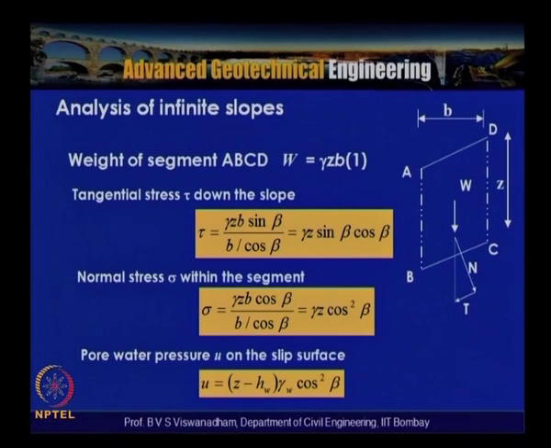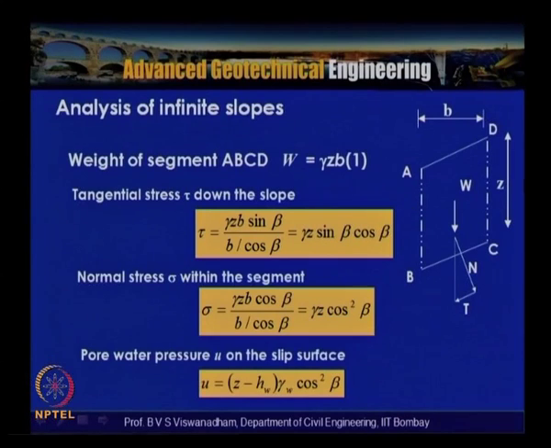The normal stress sigma within the segment, that is the normal stress acting here, over the same area, is gamma z b cos beta divided by b by cos beta into 1 into 1. By simplifying, the normal stress can be obtained as gamma z cos square beta.